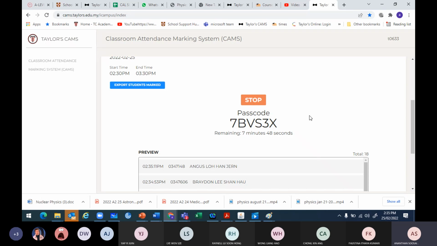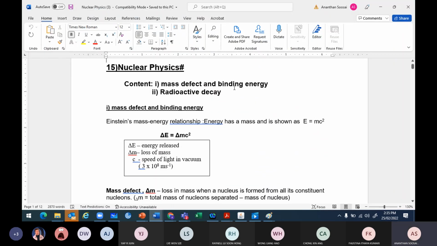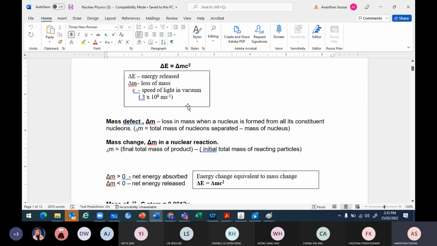Okay, so recall back what we learned last class. Last class we started the topic, nuclear physics. We talked about the mass defect and binding energy. Today we will spend maybe 10 minutes strengthening the idea of binding energy, then we move on to radioactivity. So first, what we learned last class.